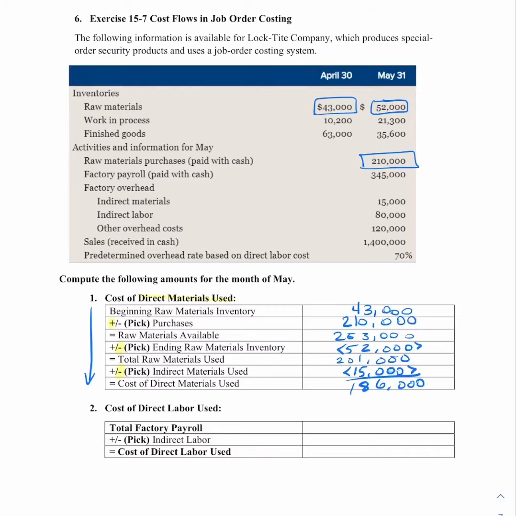So the next item that we need to look at then is the cost of direct labor used. So if we come look at total factory payroll, we see that we paid $345,000. But just as we did with the direct materials and the indirect materials, we need to do the same type of item here. So I need to subtract any indirect labor, which was right here for $80,000. Because if it was indirect labor, it was not direct. So now I can see that my total cost of direct labor was $265,000.